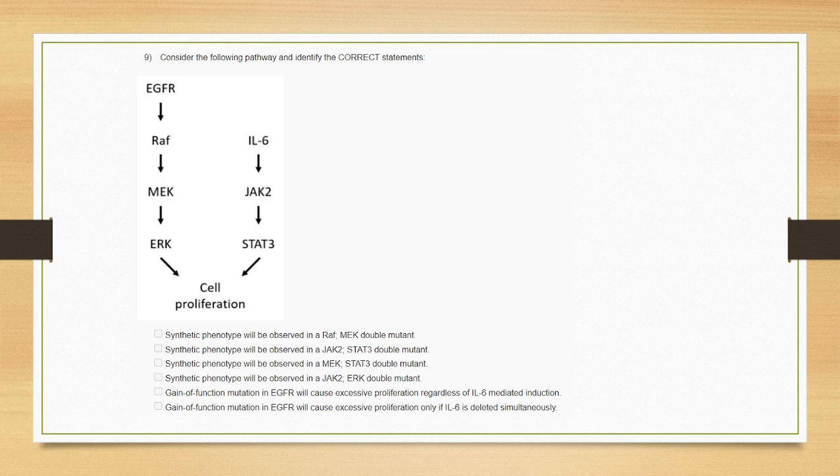Gain of function in EGFR will cause excessive proliferation regardless of IL-6 mediated induction. Gain of function mutation in EGFR will cause excessive proliferation only if IL-6 is deleted simultaneously. So this is your question. Try to answer it. I will give you 3 minutes.